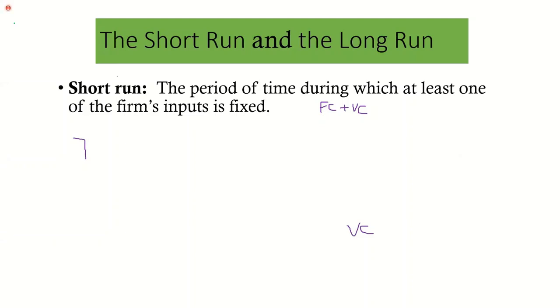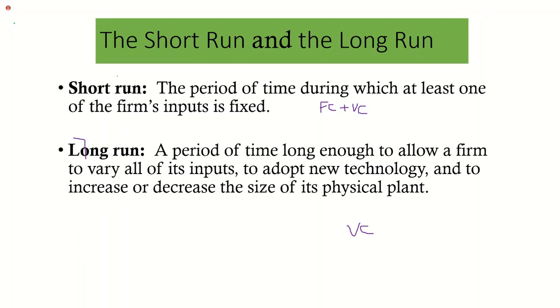To identify the two types of costs, we need to understand the two periods of time. We discussed in the morning also, the short run is a period of time during which at least one of the firm's inputs is fixed. Now, in the short run, you find both fixed costs and variable costs, right? But in the long run, all fixed costs become variable. Therefore, in the long run, you only have variable costs.